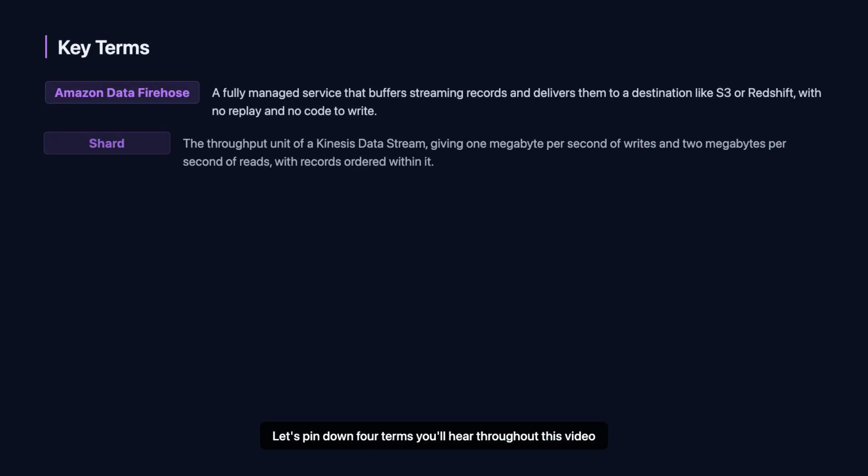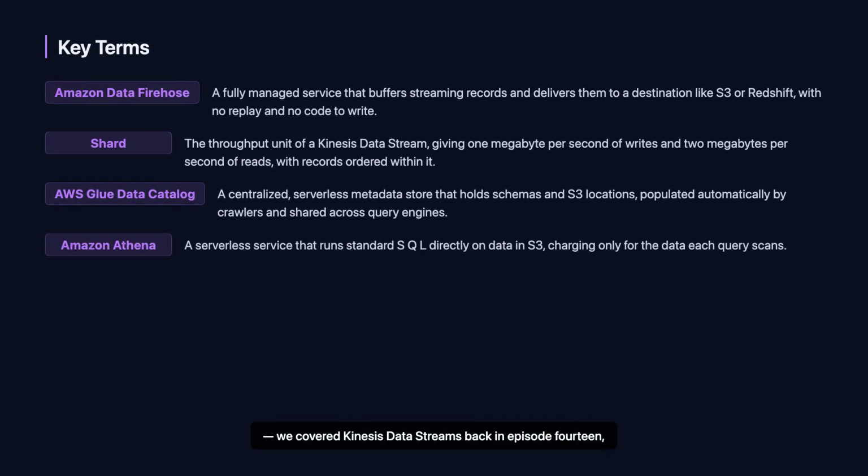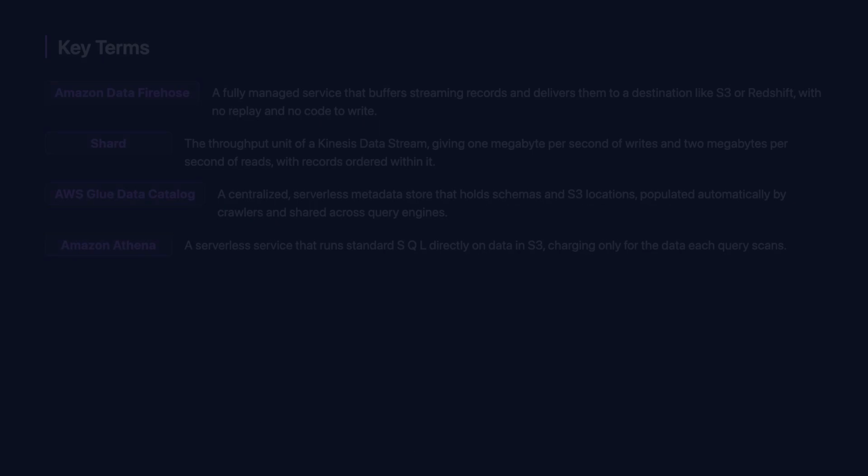Let's pin down 4 terms you'll hear throughout this video. We covered Kinesis Data Streams back in episode 14, so that one's already in your toolkit. Amazon Data Firehose is fully managed delivery of streaming data to a destination with no replay. A shard is the throughput unit inside a stream, giving 1 megabyte per second in and 2 out. The Amazon Web Services Glue data catalog is a central metadata store. It holds schemas, not data. And Amazon Athena runs standard SQL directly on files in S3.